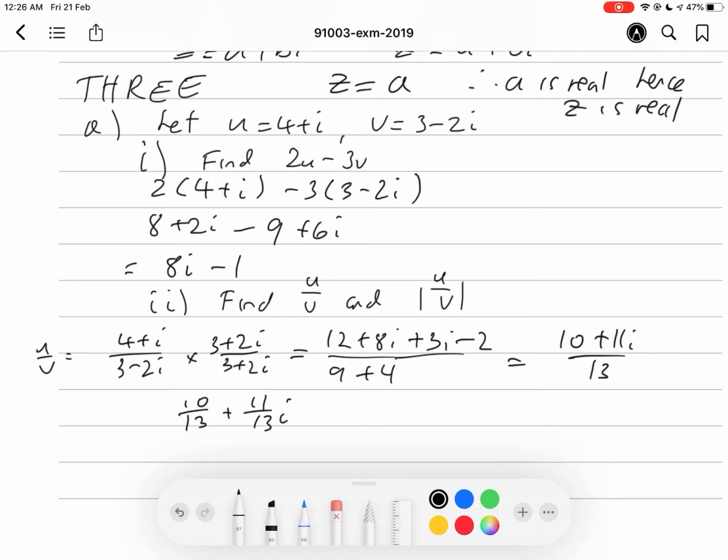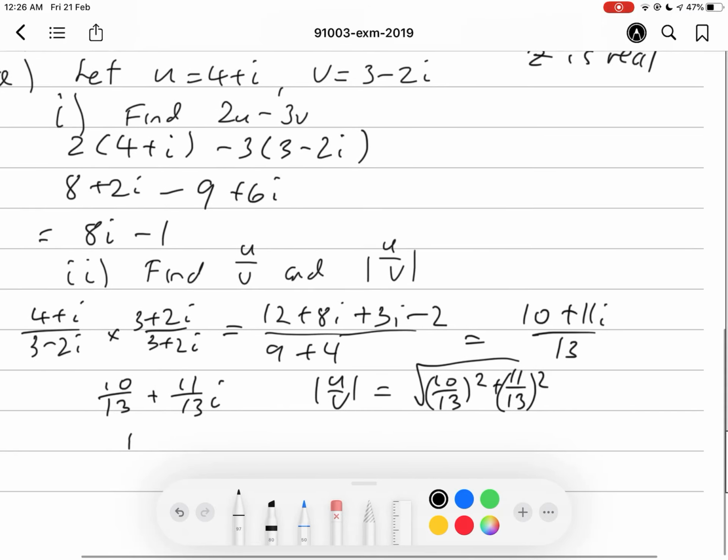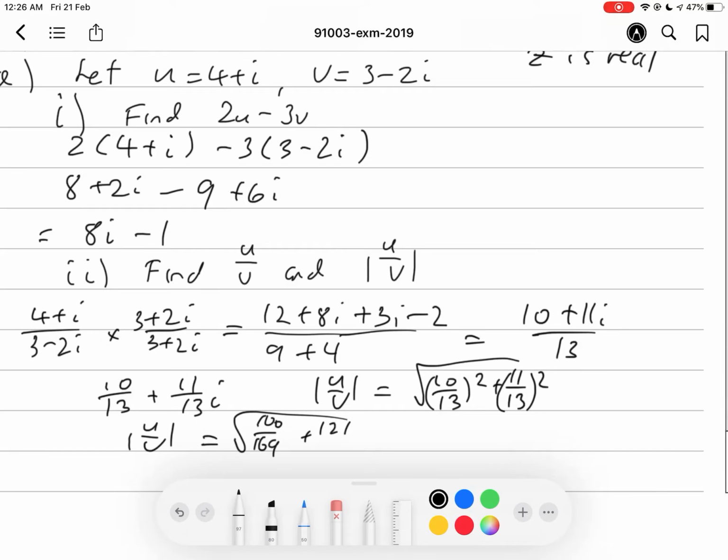Alright. So we want to find the modulus of u over v. Therefore, the modulus of u over v equals the square root of (10 over 13) squared plus (11 over 13) squared. Right now we can expand this. So the modulus equals the square root of 100 over 169 plus 121 over 169. This equals the square root of 221 over 169, which equals the square root of 221 over 13.